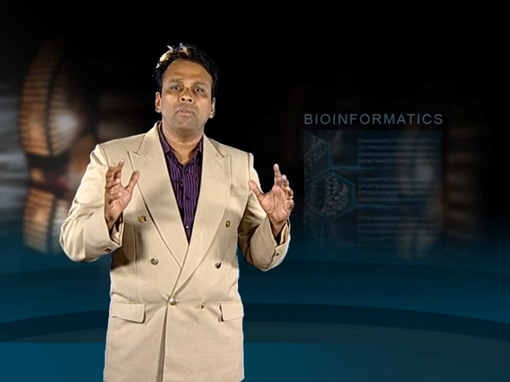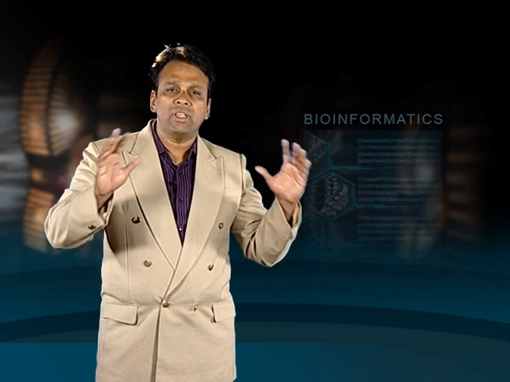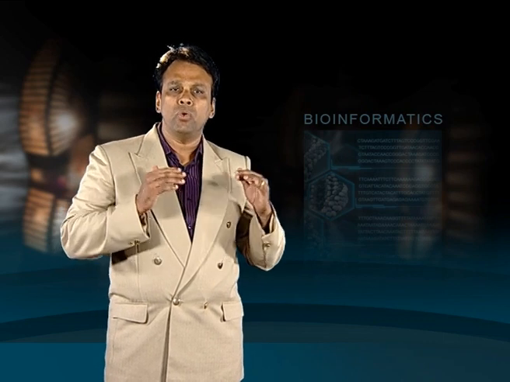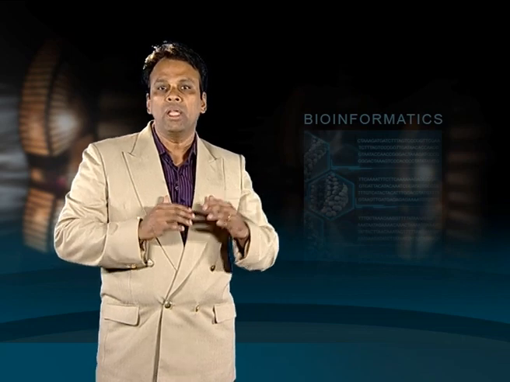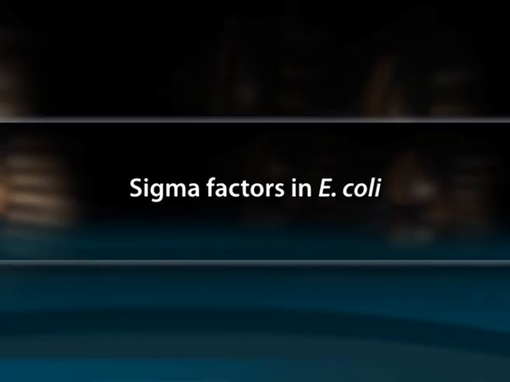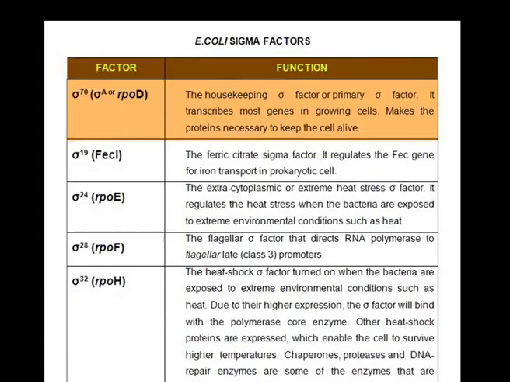To explain the role of sigma factor in prokaryotes in different environmental conditions, we can see the most extensively studied prokaryote, E. coli, as an example. Sigma factors in E. coli: sigma 70, otherwise sigma A or RPOD. The function is housekeeping sigma factor or primary sigma factor. It transcribes most genes in growing cells and makes the proteins necessary to keep the cell alive.